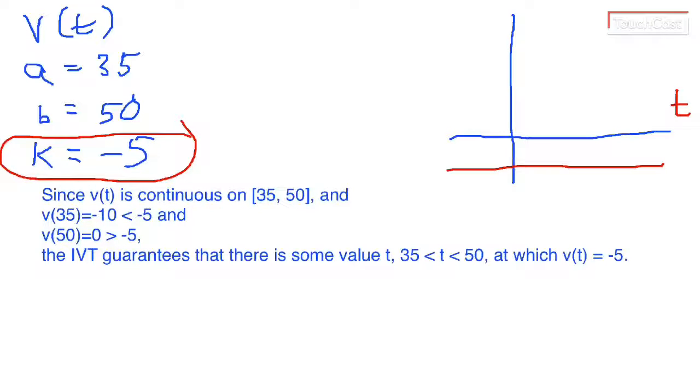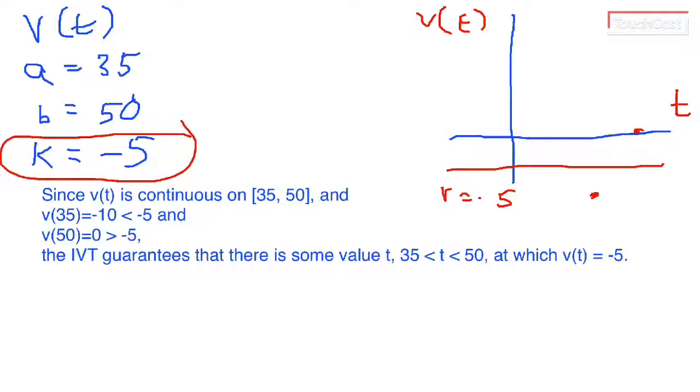This is the t-axis, this is v of t. I'm going to say v equals -5. So what I want to do is prove that there is one point on the graph, I picked 35, -10, but that's below, and there's one ordered pair, 50, 0, that's above.